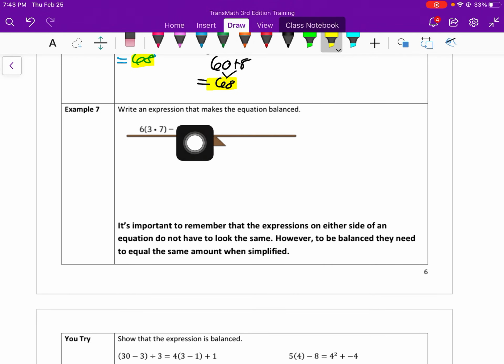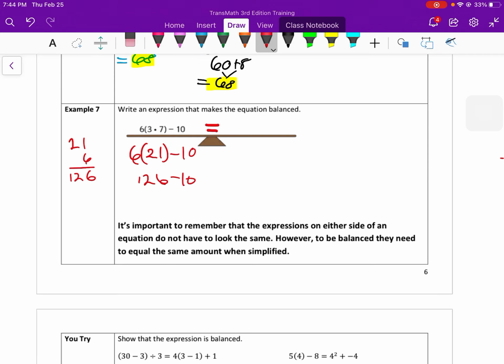Write an expression that makes the equation balanced. So the same steps. Simplify the left. Find what it equals. Now we must set the right side of the equation equal to that. So 6 times, we must do the parentheses first. 3 times 7 is 21 minus 10. 6 times 21 will be, let's see, 6, 12, so 126 minus 10. So when we subtract, we get 116.